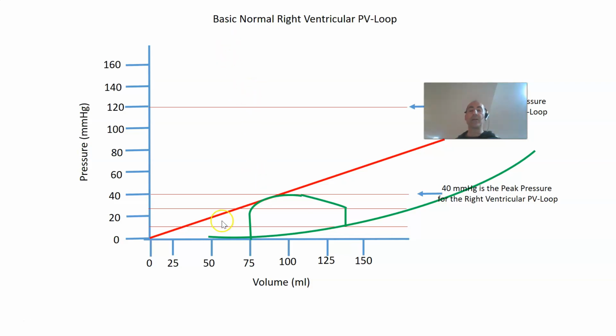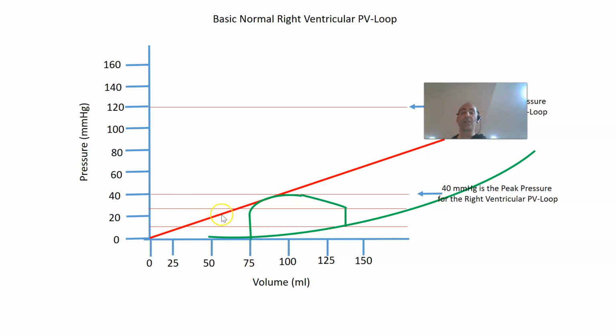So in the left heart, right, the loop is bigger because the pressures are higher. You don't need as much pressure in the right heart because the right heart is only pumping through the loop of the lungs and back to the heart. So it goes from the heart through the lungs back to the heart. So the pressures don't have to be great.